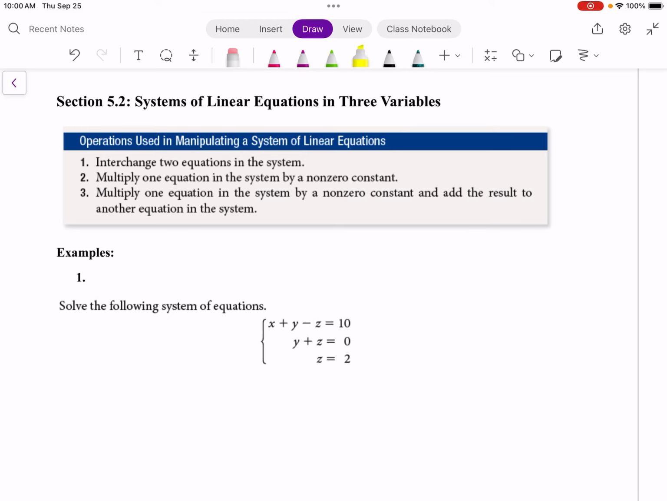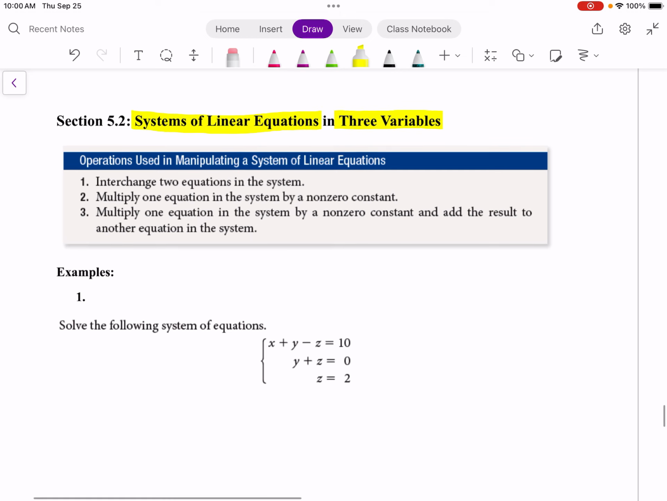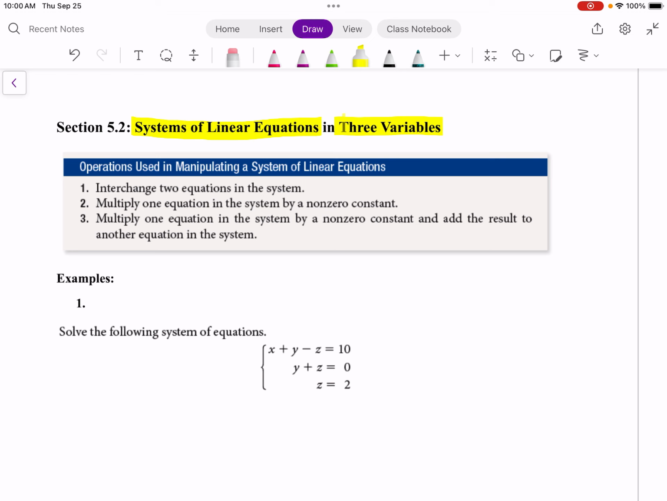In this section, we will talk about the system of linear equations in three variables. In section 5.1, we had a system of linear equations with two variables. Now here we will try to solve a system of linear equations in three variables.